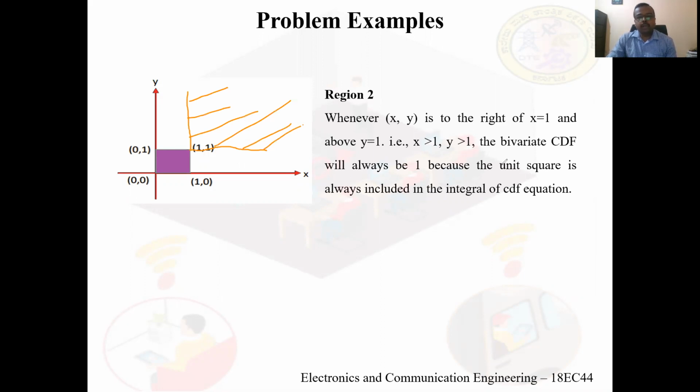Now for this one, here the bivariate CDF will always be 1. Why will it always be 1? Because the unit square is always included in the integral of the CDF equation here. So for values of x greater than 1 and y greater than 1, for this region, the bivariate CDF is always equal to 1.